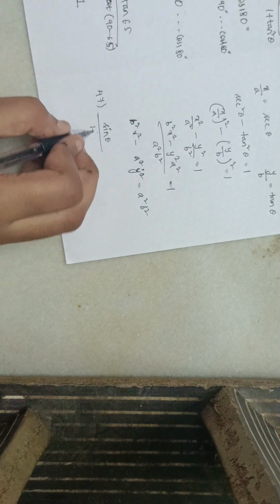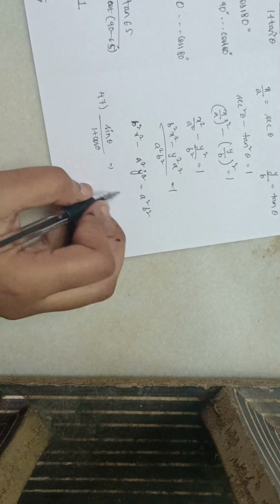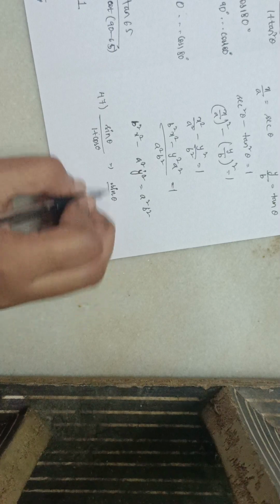Next one, 47. Sin theta by 1 plus cos theta. So rationalizing the fraction with 1 minus cos theta.